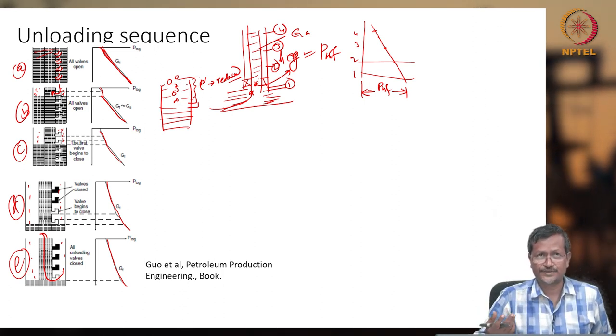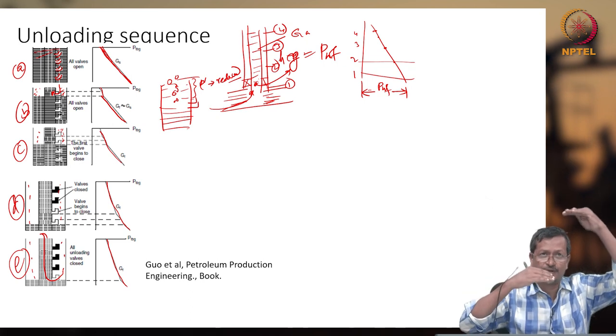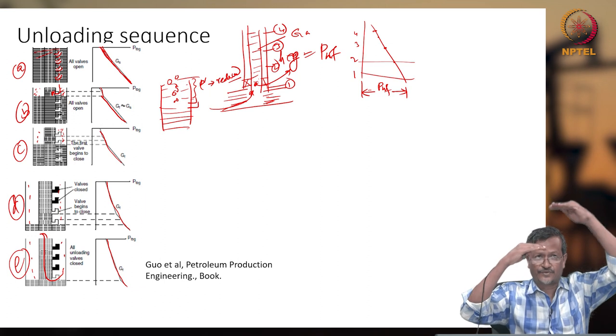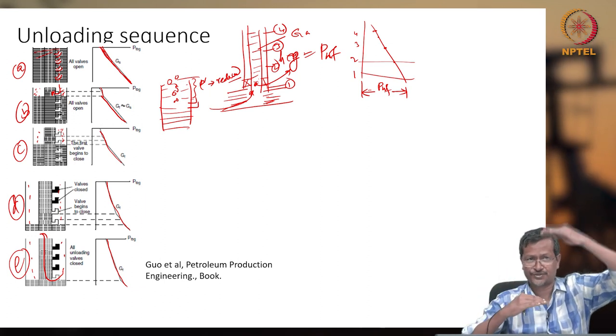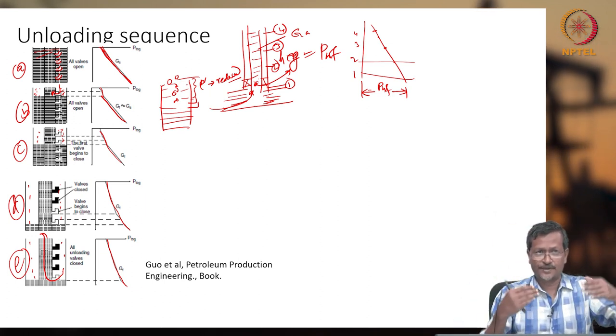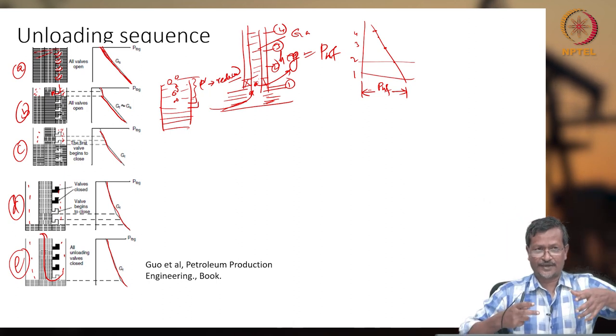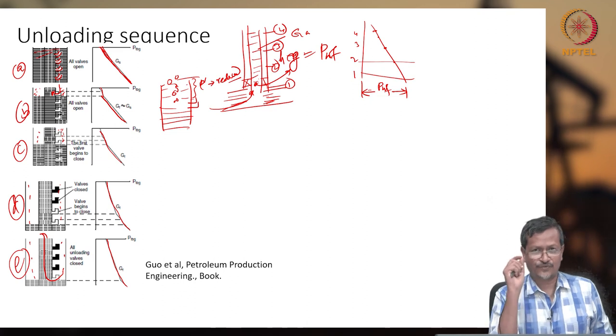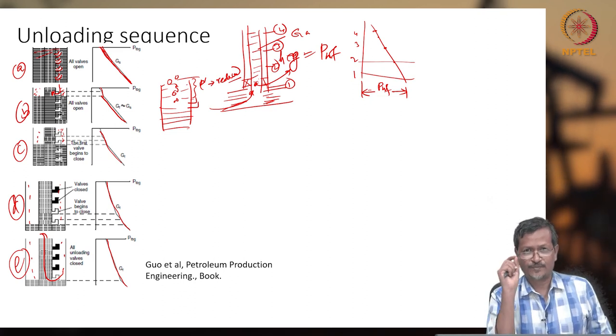This is called unloading sequence. Unloading sequence is completely loaded with liquid, now injecting gas and slowly you are removing liquid from one section, two section, three section, four section. Then the whole system, whole annular area, is filled with gas. And inside the tubing also lots of bubbles will be there. So you are not creating mist flow or other type of flow, you are getting bubble flow.